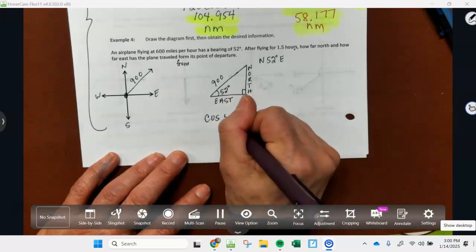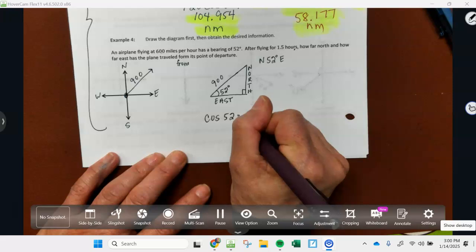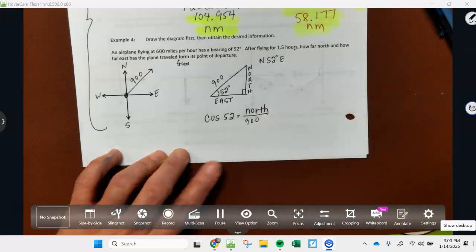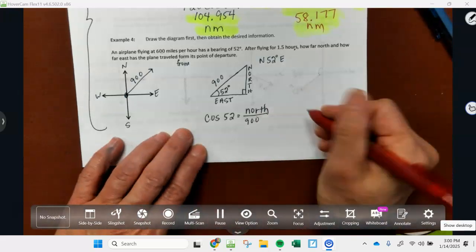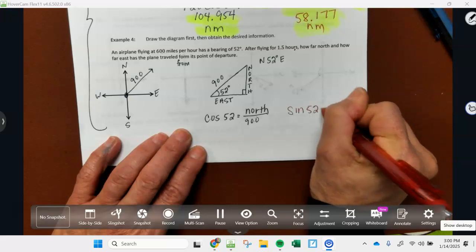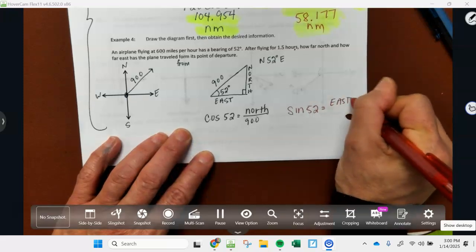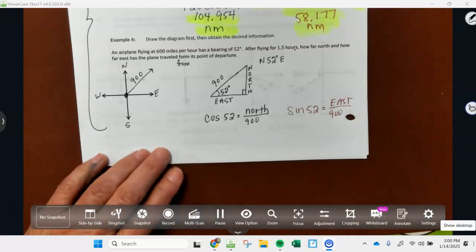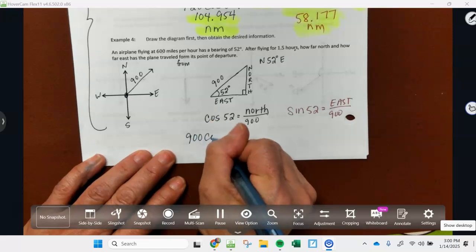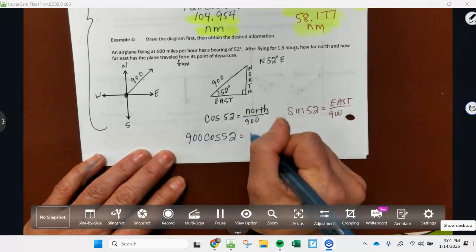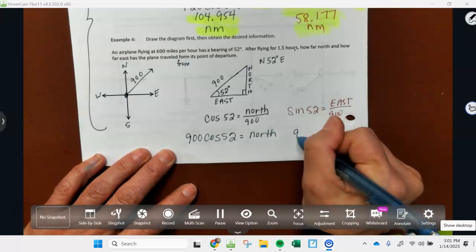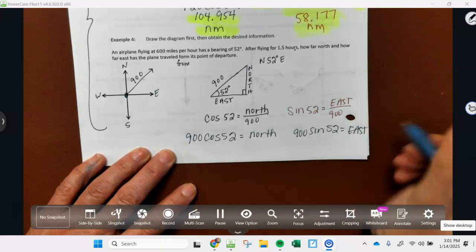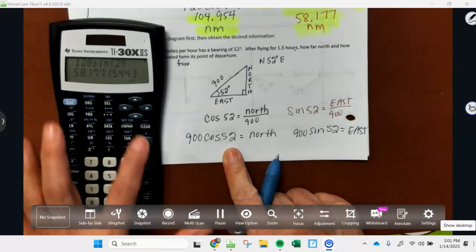So cosine of 52 degrees is going to equal north over 900. And then your sine value of 52 degrees is going to represent east over 900. Now remember, you're going to just multiply both sides by 900. So 900 cosine of 52 is going to give you your north. And then 900 sine of 52 is going to give you your east. So just very quickly plugging in these numbers here.